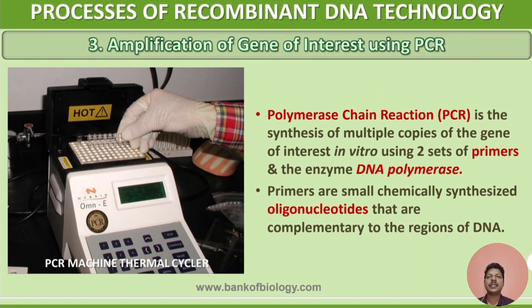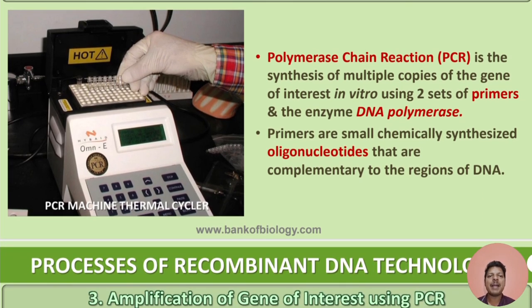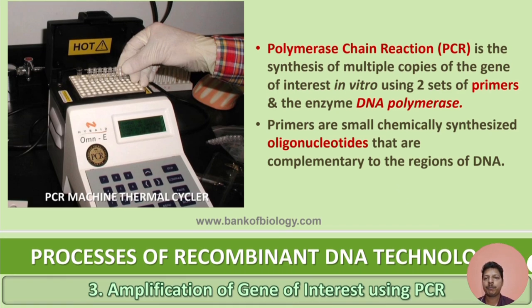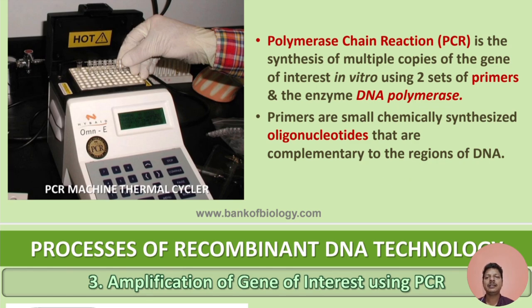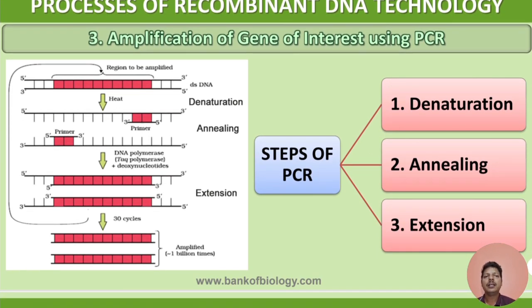Then third is the amplification of gene of interest using PCR. PCR is the synthesis of multiple copies of the gene of interest in vitro using two sets of primers and the enzyme DNA polymerase. Primers are small chemically synthesized oligonucleotides that are complementary to the region of DNA. Here you can see the PCR machine, the thermal cycler.